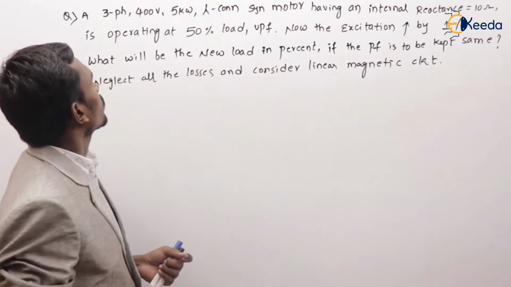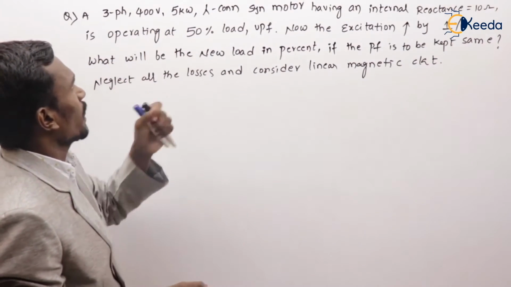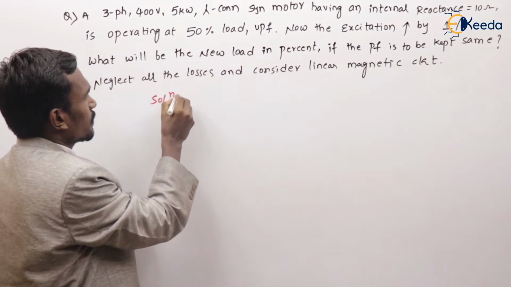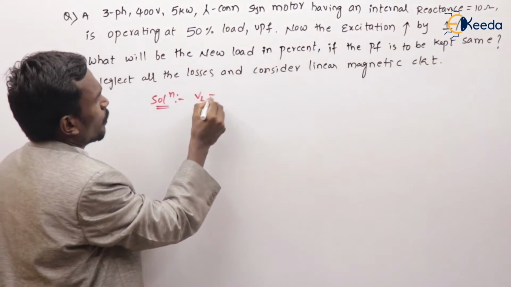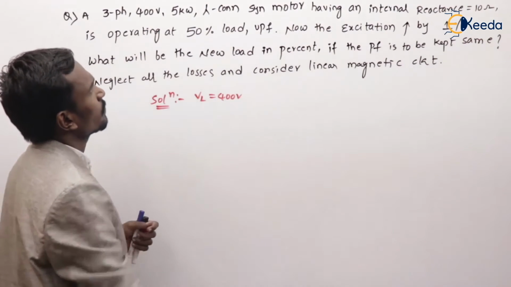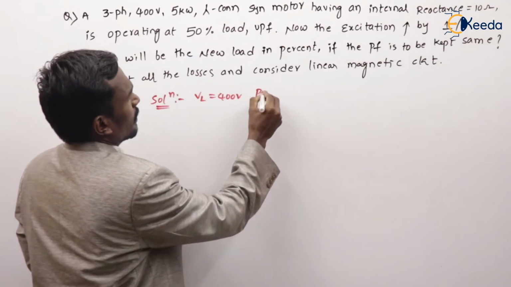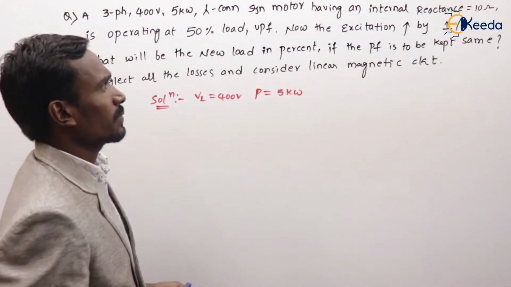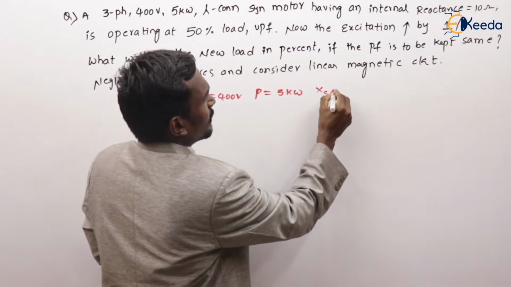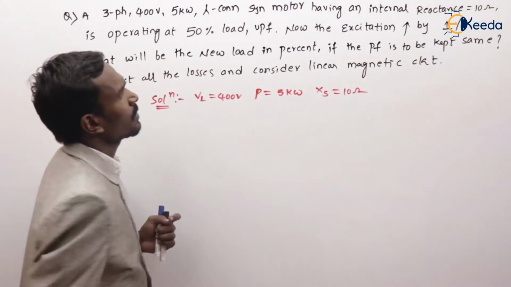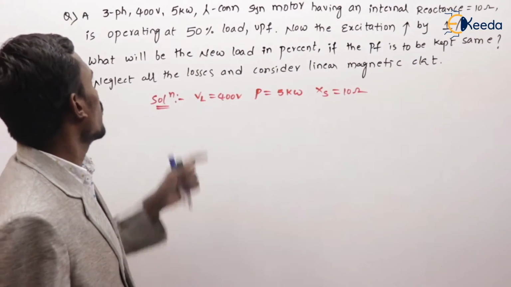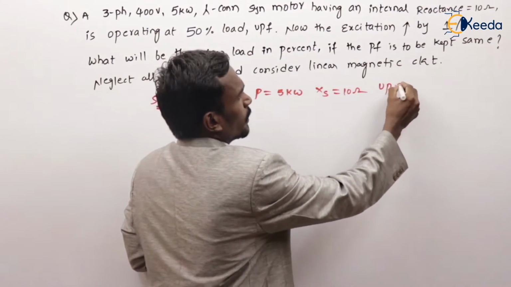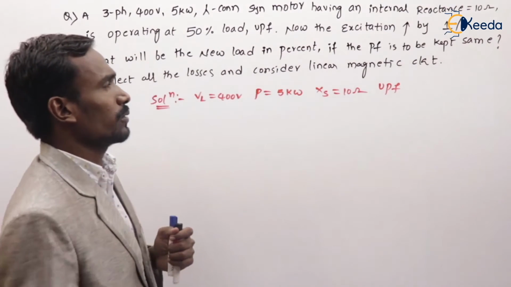Okay, next question. A three-phase 400 volts star connected. What is the data they given? Line voltage 400 volts, star connected. They given the power 5 kilowatts, synchronous motor. Internal reactance XS they given 10 ohms. It is operating at 50% load, unity power factor.